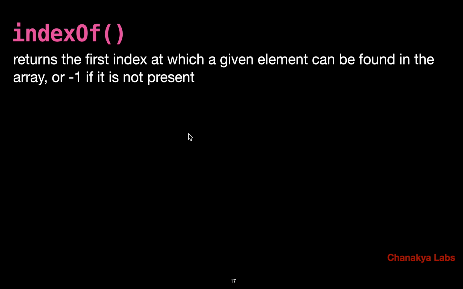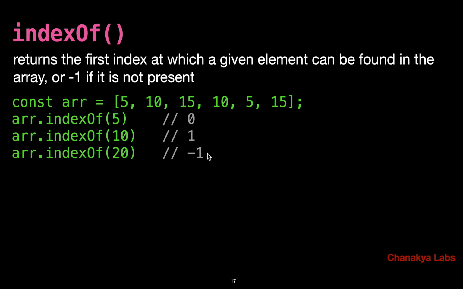This returns the first index at which a given element can be found in the array. So for example, if a particular array is there, I have to find what is the place at which 5 is there. Earlier we saw includes, so array.includes(5) will just return true, that yes 5 is there, but where is 5? I have to find the index.